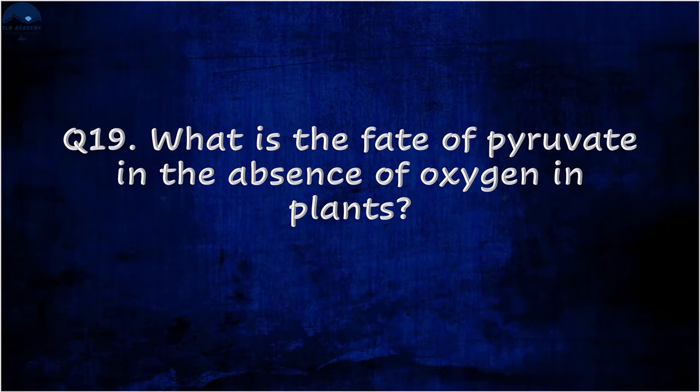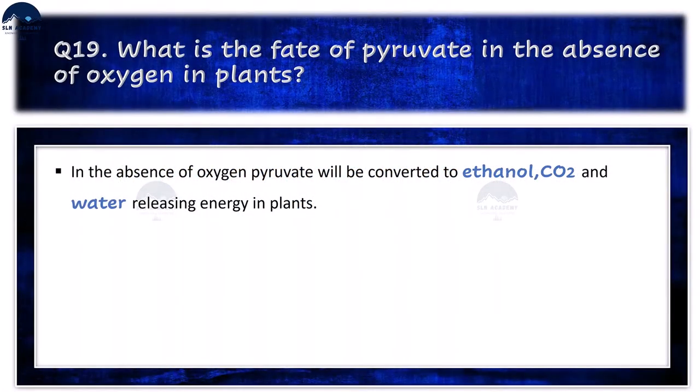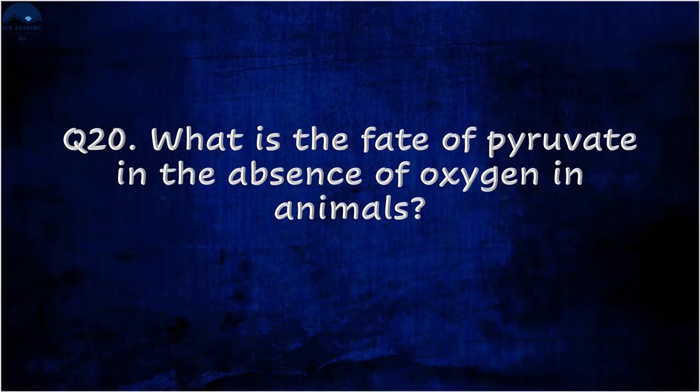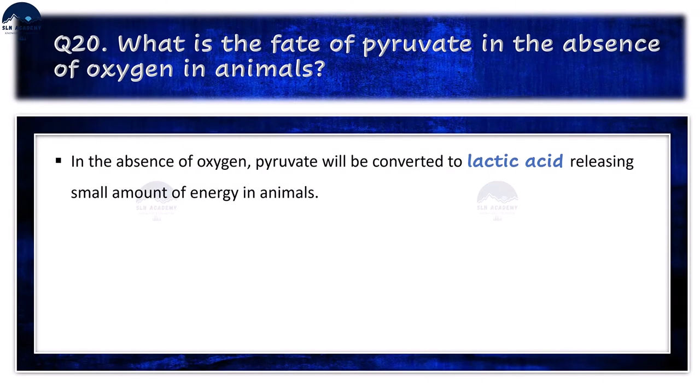Question 19. What is the fate of pyruvate in the absence of oxygen in plants? In the absence of oxygen, pyruvate will be converted to ethanol, CO2 and water, releasing energy in plants. Question 20. What is the fate of pyruvate in the absence of oxygen in animals? In the absence of oxygen, pyruvate will be converted to lactic acid, releasing small amounts of energy in animals.